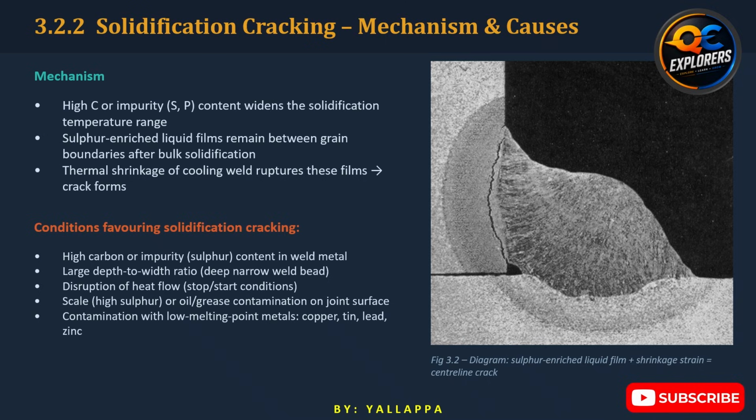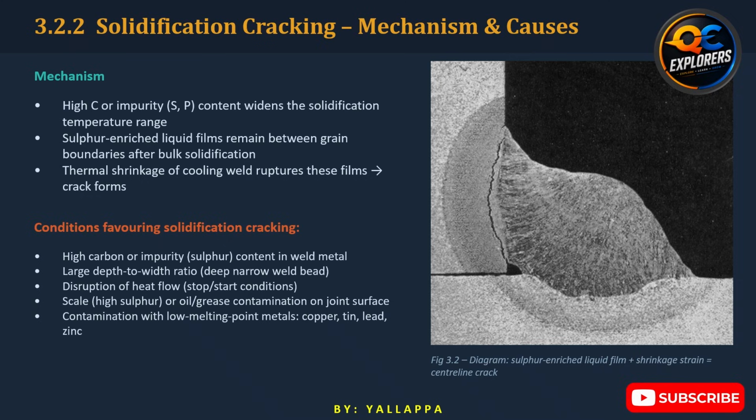The diagram illustrates the relationship between the solidifying weld structure, the remaining liquid film and thermal contraction. High carbon or impurity levels, particularly sulfur and phosphorus, can widen the solidification temperature range. As solidification progresses, sulfur-enriched liquid films can remain between the growing grains. The weld continues to cool and contract. That contraction creates strain across these weak liquid films. If the strain exceeds the ability of the remaining liquid film to accommodate it, the film ruptures and a centerline crack forms.